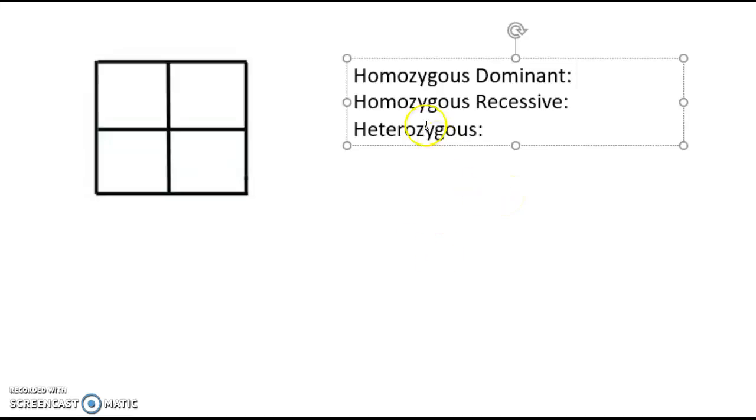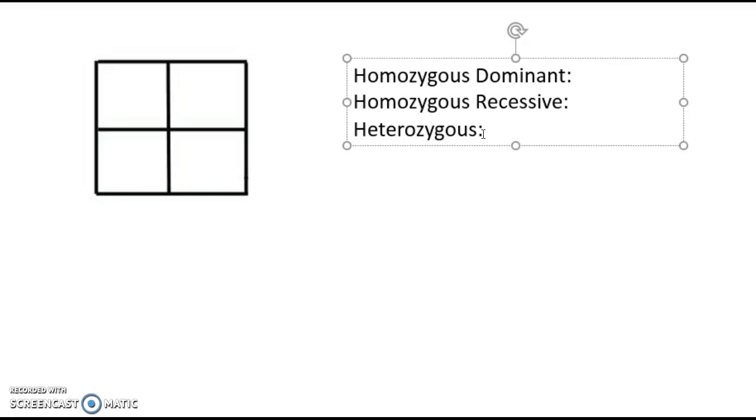Okay, we're going to talk today about how to fill out a simple Punnett square. So when you're given alleles for the mother and father of an organism, you can use this Punnett square to figure out the probability that their offspring will have of having a certain trait.